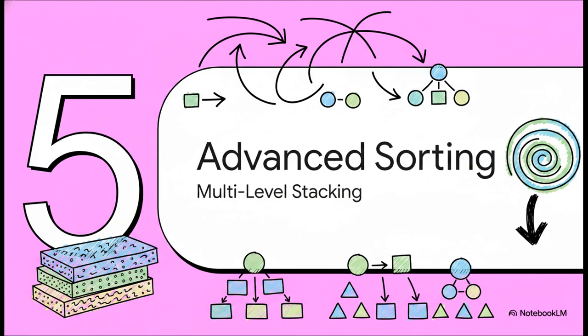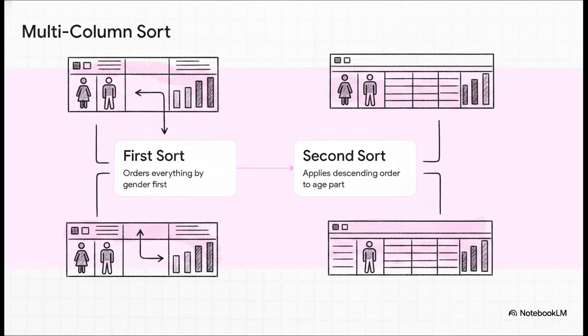Finally, Section 5, advanced sorting techniques. Let's look at multi-level stacking. Sometimes one rule just isn't enough. What if we type order by gender, age, DESC? Well, the database acts sequentially. First, it sorts everything entirely by gender. Then, within those specific gender groups, it applies the descending order condition exclusively to the age. It's a sort within a sort, giving you incredible control over your output.